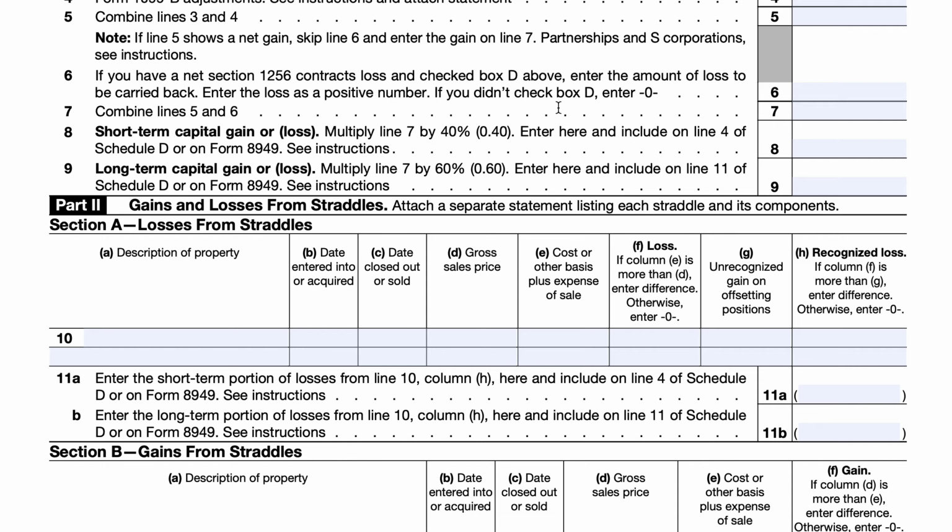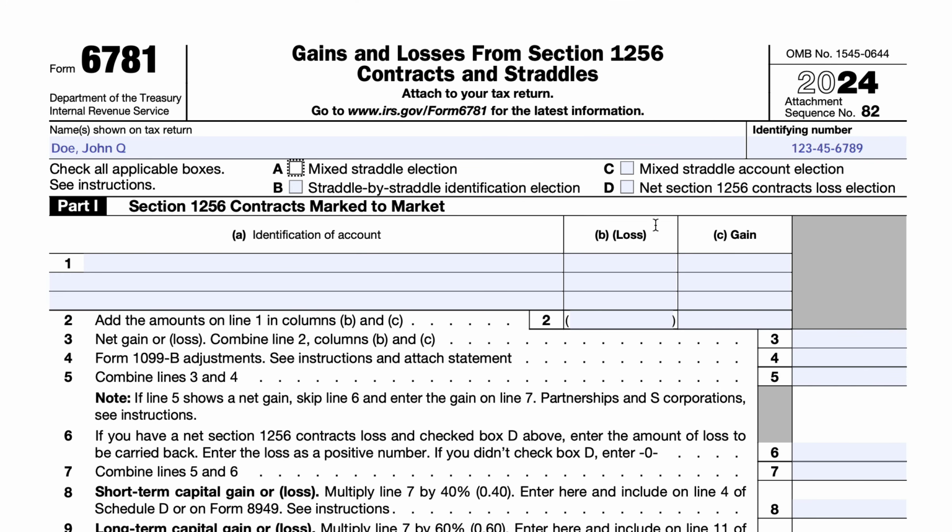If you have a net Section 1256 contracts loss for the tax year, you can elect to carry it back up to 3 years. And so that's what this is. You can do this only if you're not a corporation, estate, or a trust. And your net 1256 contracts loss is the smaller of the excess of your losses from Section 1256 contracts over the gain plus $3,000 or $1,500 if you're married filing separately.